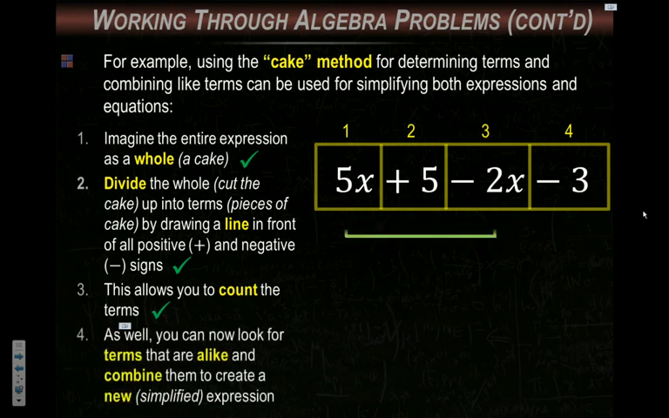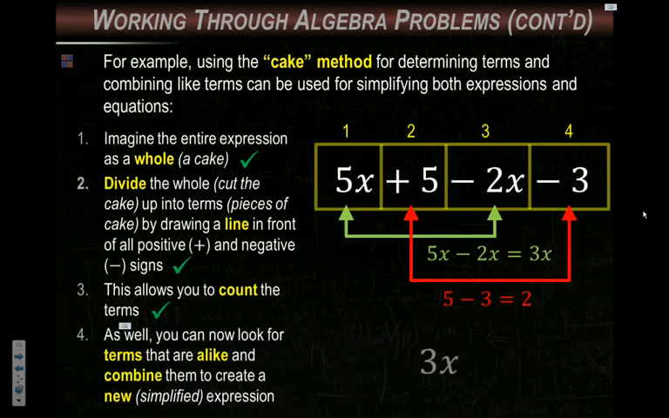And then step 4, I can look for terms that are alike. And again, you need to know what that means, but alike terms means terms that have the same variables. And I can combine them. 5x minus 2x, 3x. 5 minus 3, 2. Therefore, I get 3x plus 2. Okay? It's a simple method, but it gets you through a lot of problems in terms of simplifying. That's the cake method.